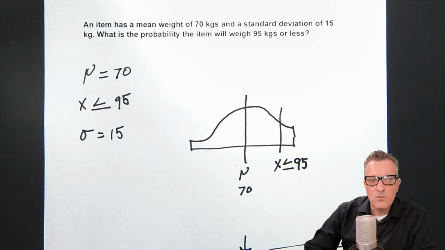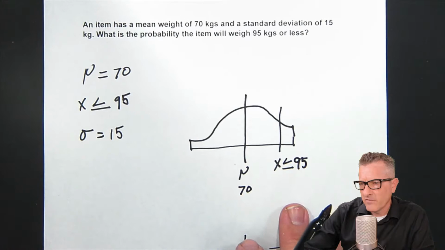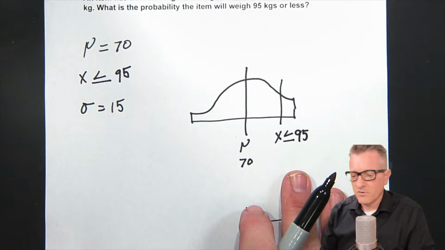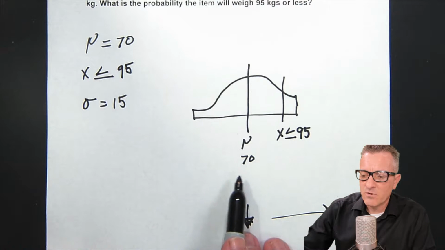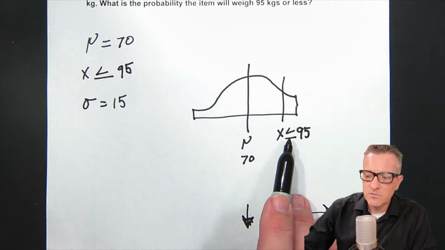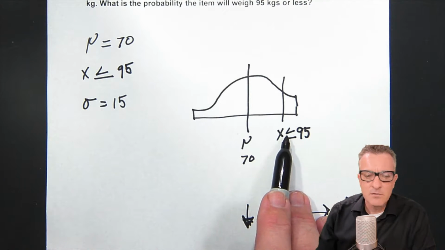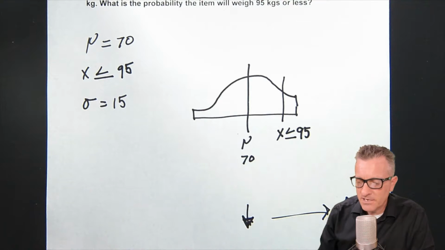Okay, so what we have right now, just making sure I have everything there on the picture, right? So now what we have is remember our inequality. We always want it to point towards the area that we're interested in.